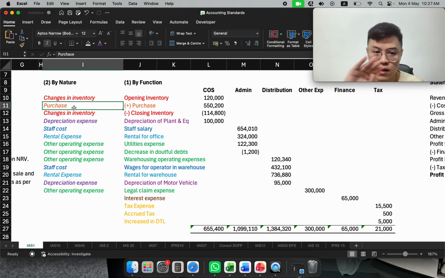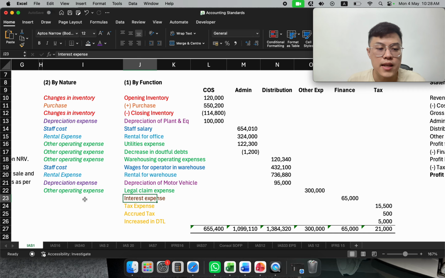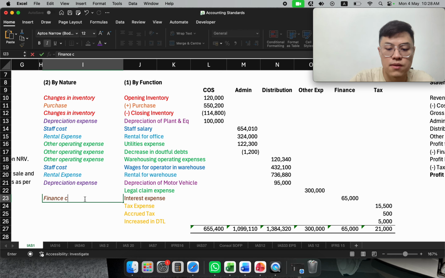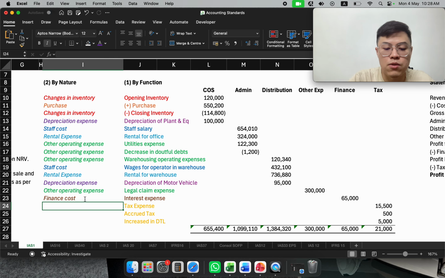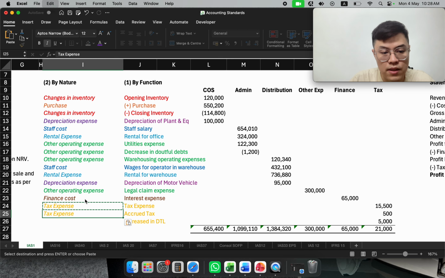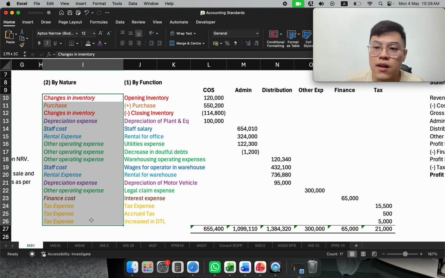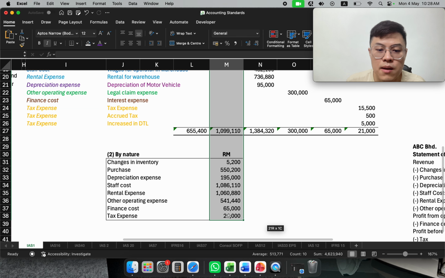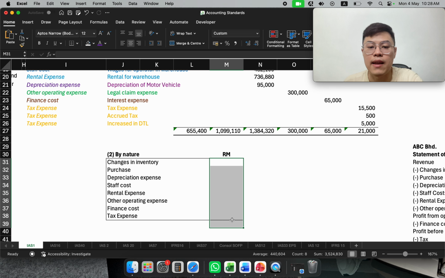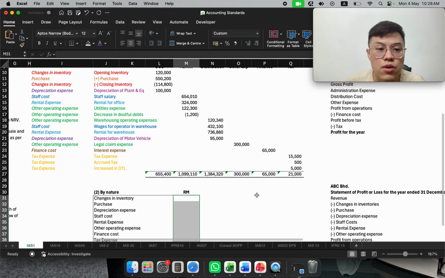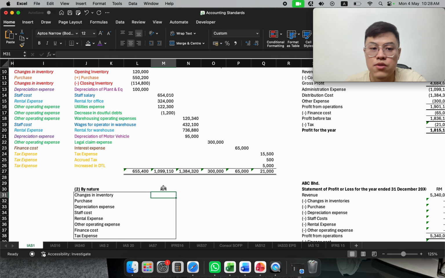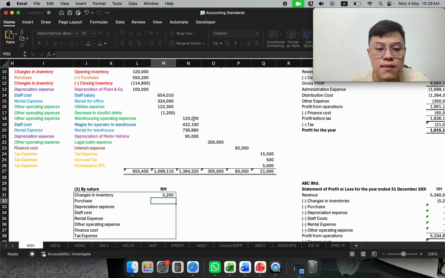But normally, we will always see staff costs as one line, changes in inventory, depreciation, purchase. We can actually put it nicely in this nature format of the SOPL. Interest expense, as usual, finance costs. And your tax, as usual, tax expense. So it's one line. With that, these are your by nature. And we will need to prepare a schedule like this, presenting each line item of by nature. Using this, changes of inventory will be this and this, increased by 5,002.